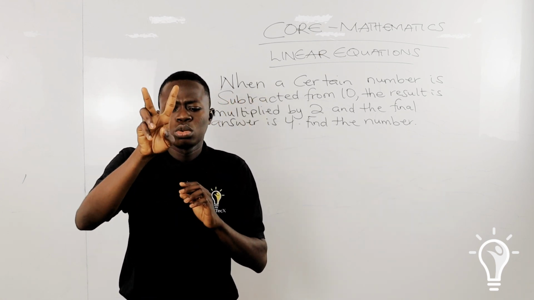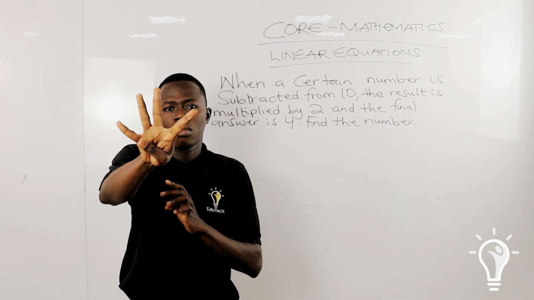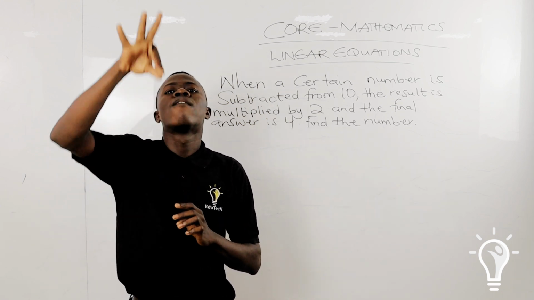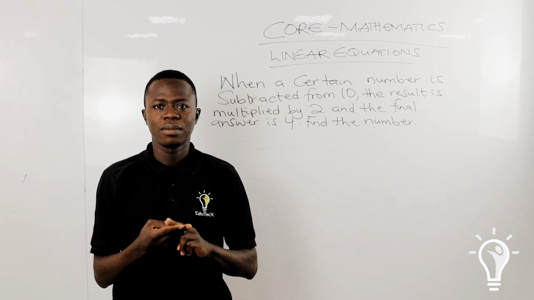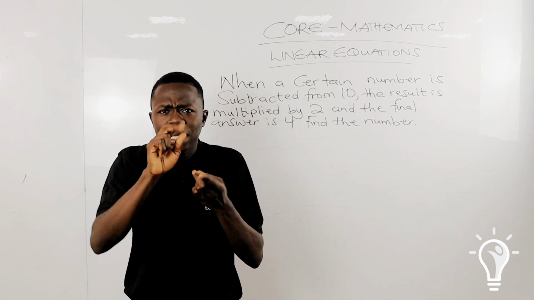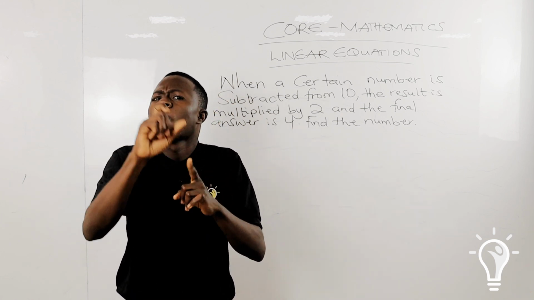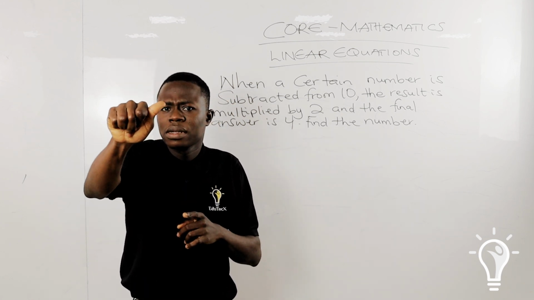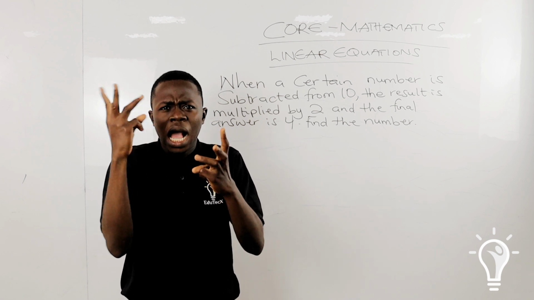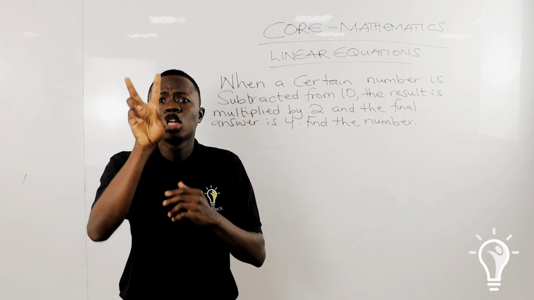Again, the question again. When a certain number is subtracted from 10, the result is multiplied by 2. The final answer is 4. Find the number.